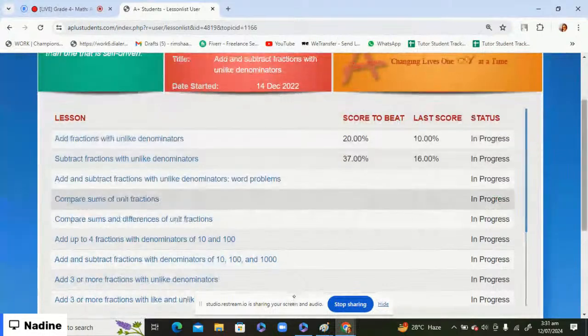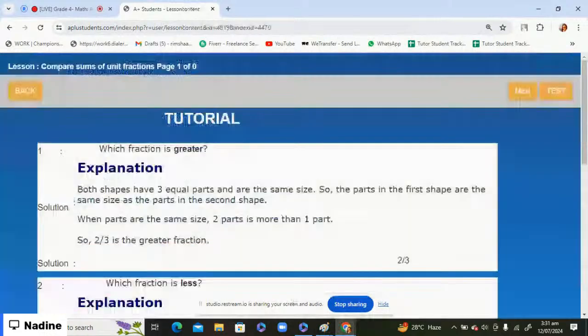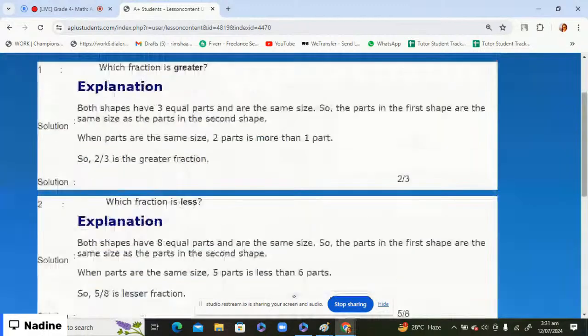Compare sum of unit fractions. So, which fraction is greater? Both shapes have three equal parts that are the same size. There are two shapes, so the parts in the first shape are the same size as the parts in the second shape. So when parts are the same size, two parts is more than one part. Okay, so we are saying that 2 by 3. All right.